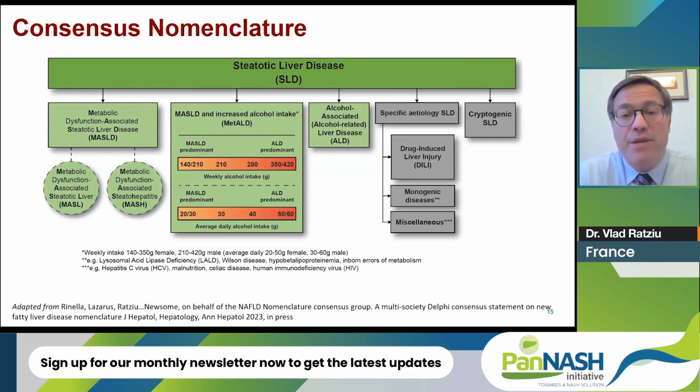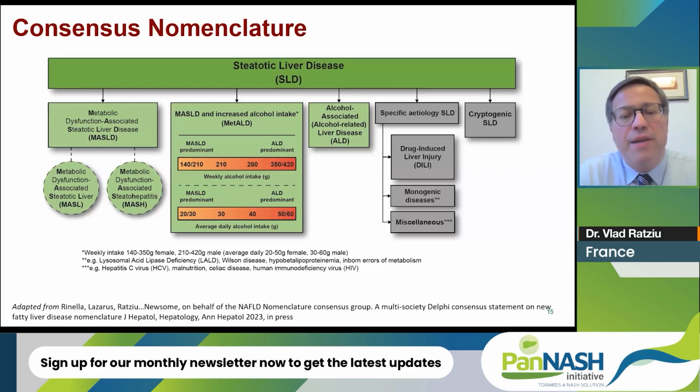So this is what the nomenclature ended up with: an umbrella term that covers the presence of excessive fat in the liver. So that is called steatotic liver disease. And then, depending on the underlying etiological factors, different categories. If there are metabolic risk factors, and we will see how those are defined on the next slide, then the disease is called Metabolic Dysfunction-Associated Steatotic Liver Disease, in other words, MASLD.